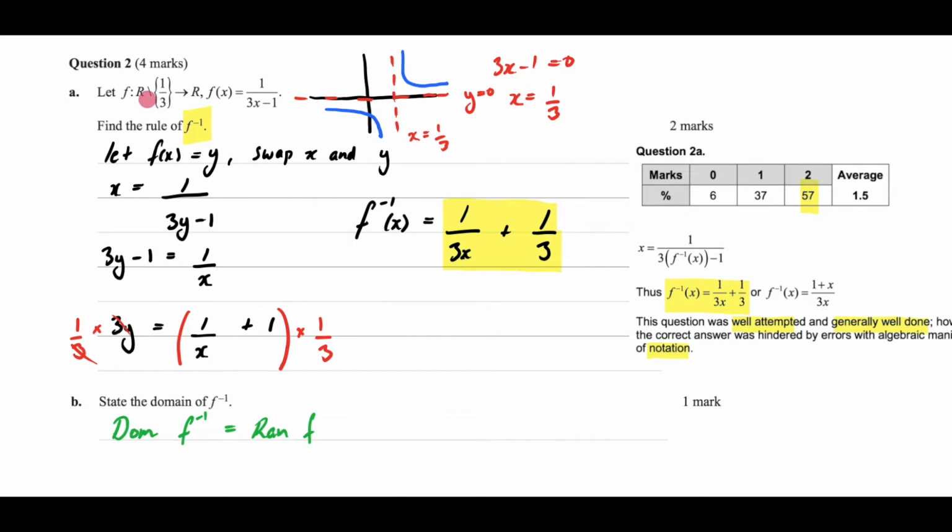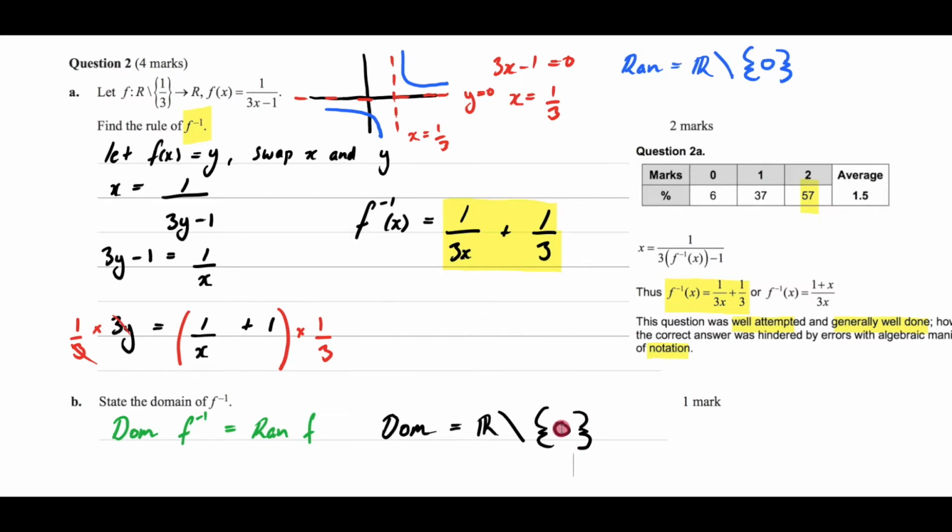Make sure you check out your domain here, which clearly tells us that we have all real numbers excluding 1 over 3, so that's our vertical asymptote right here. So what is my range of this thing going to be? Well, my range is simply going to be all real numbers excluding my horizontal asymptote, which is 0, so all real numbers excluding 0. So now that we know what the range of my original function is going to be, I therefore know what my domain of the inverse will be. So my domain is going to be equal to all real numbers excluding 0.